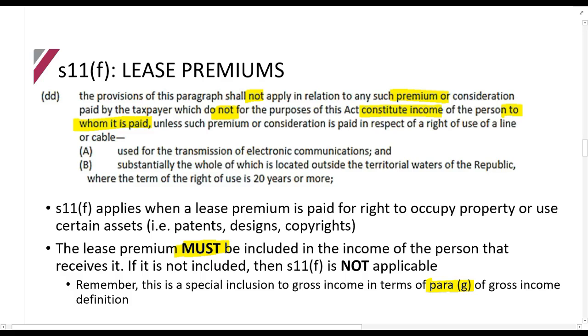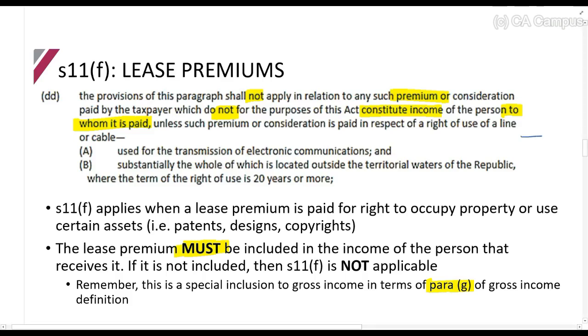But when will you not include it? Be careful if the lessor is not a registered taxpayer, is not subject to tax. So for example, if you are leasing from the government. If you're leasing from the government, then it will not be included in the income. You can't claim this as a deduction.